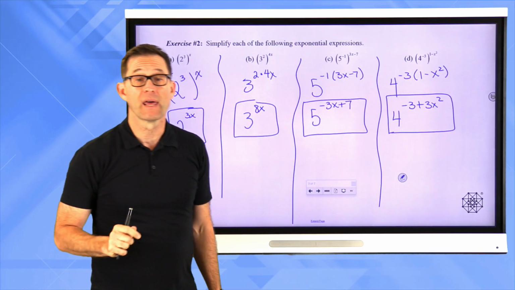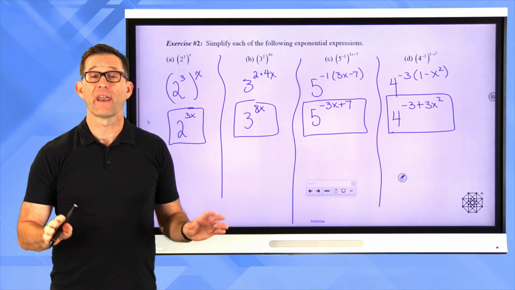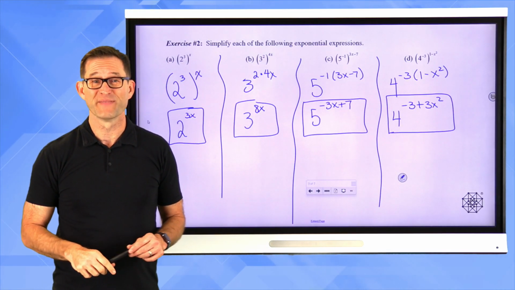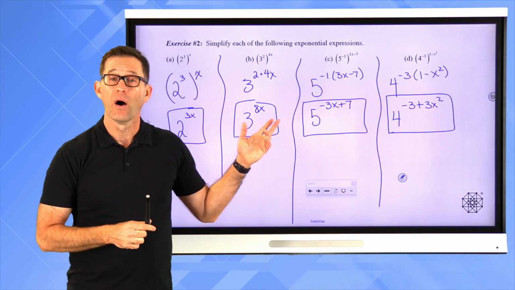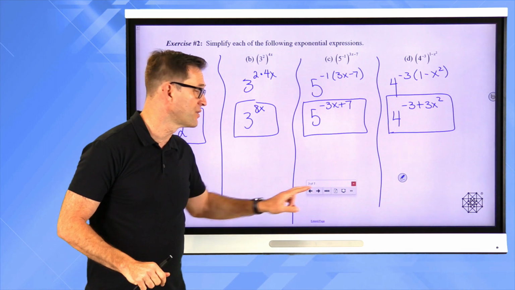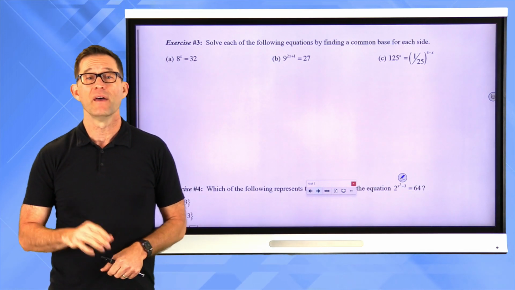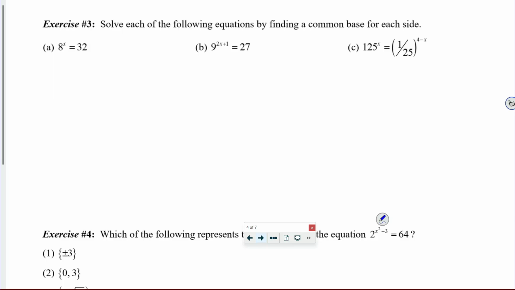Now, it would be very understandable if you're saying to yourself right now, I don't see how that has anything to do with the first problem. That would be very, very understandable. So let's now take the first problem, along with this one, and put it together to see the method of common bases. Exercise number 3. Solve each of the following equations by finding a common base for each side.